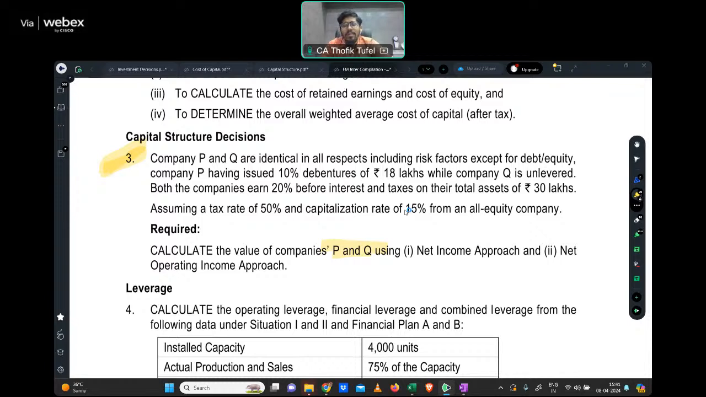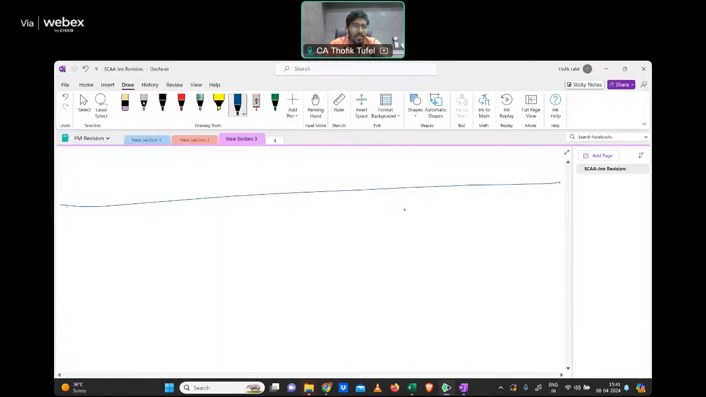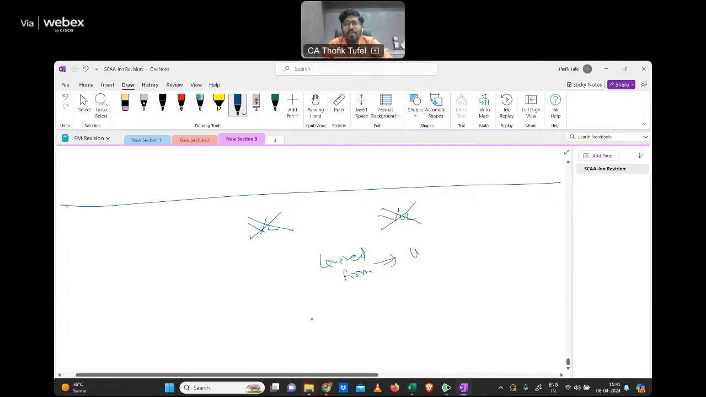See, one formula that I want to teach you here is the value of levered firm and value of unlevered firm. Value of levered firm, value of unlevered firm. First, levered firm na, a firm which is having debt.